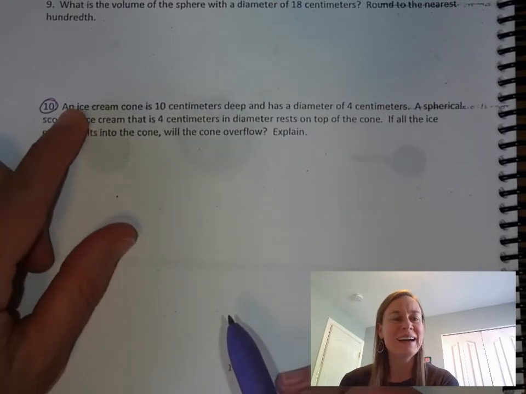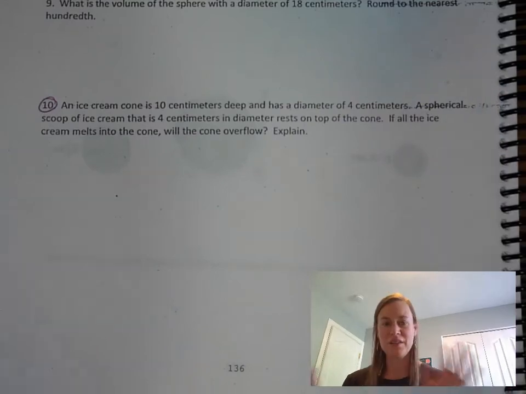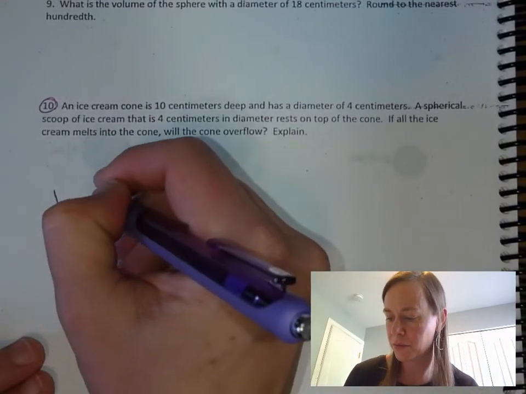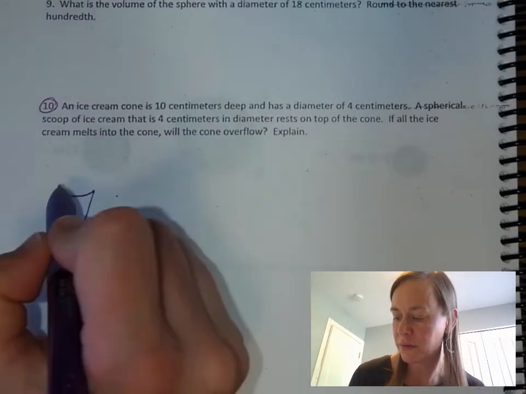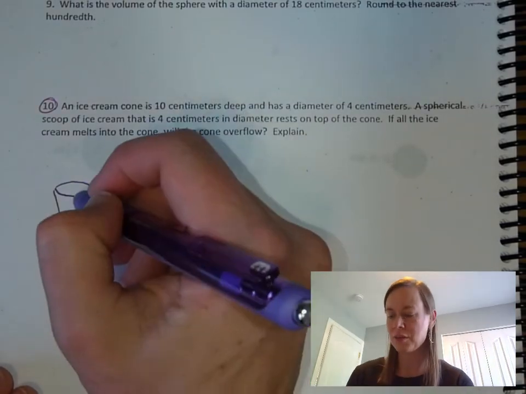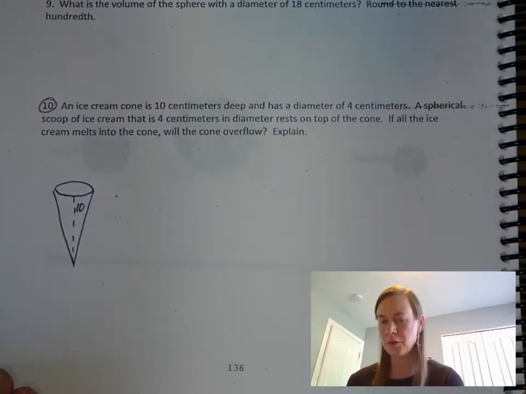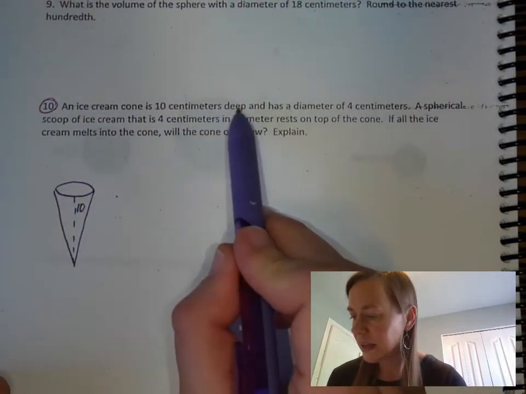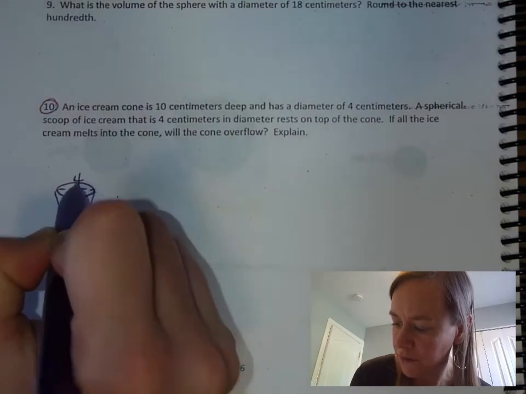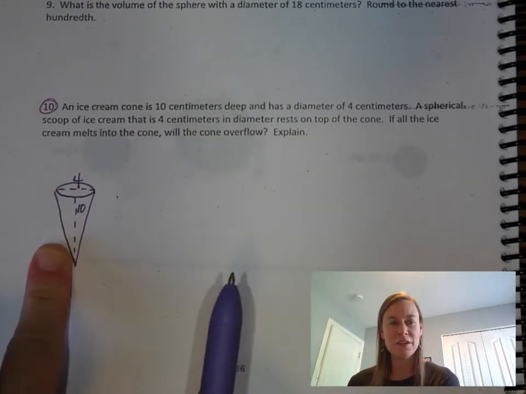Okay, so an ice cream cone is 10 centimeters deep and has a diameter of 4 centimeters. Okay, let's draw this. An ice cream cone. So here's my ice cream cone. All right. There's the cone. It says it's 10 centimeters deep. So this measurement right here would be 10. Okay, what else does it tell us? A diameter of 4 centimeters. Okay, so this going across here would be 4. So from this, can I figure out the volume of my cone?